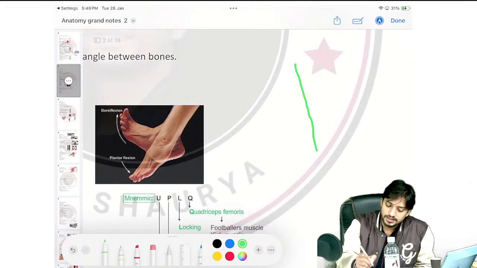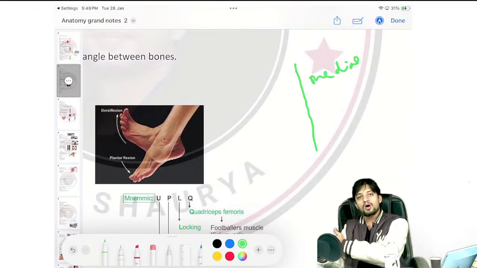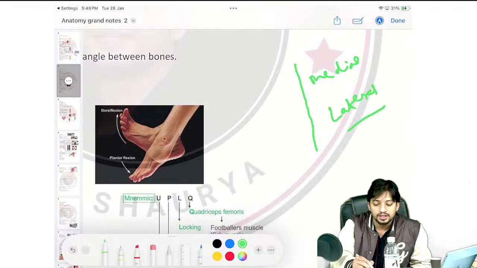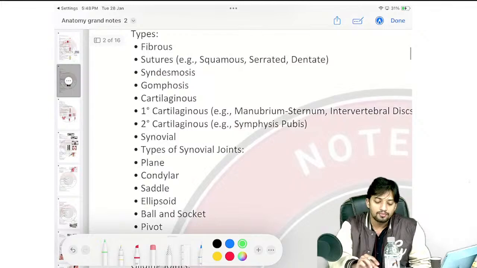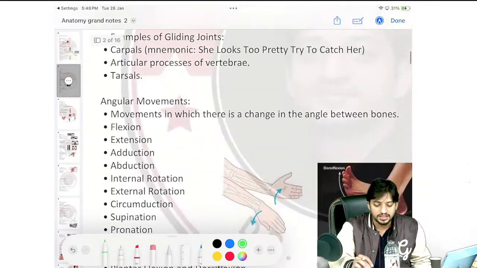So have a look guys. If this is the midline, anything close to the midline will be medial. Anything away from the midline, or laterally away, that will be lateral. Okay, medial, lateral we have discussed. Proximal, distal we have discussed, right? Now we have discussed the basic terminologies.